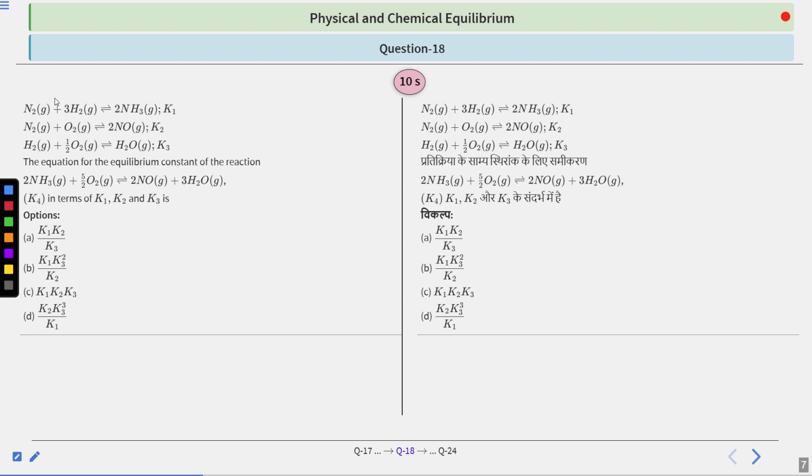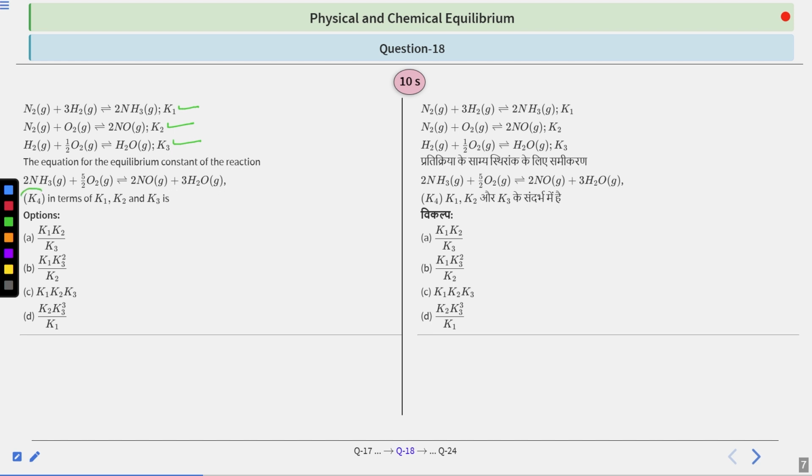Next question. Nitrogen gas plus 3 moles of hydrogen gas gives us 2 moles of ammonia gas, whose equilibrium constant is K1. Nitrogen gas reacts with oxygen gas to give 2 moles of NO gas, which has an equilibrium constant of K2. And hydrogen gas reacts with half mole of O2 to give 1 mole of water, whose equilibrium constant is K3. Now we have to find the equilibrium constant for the reaction involving 2 moles of ammonia with 5 by 2 moles of O2, giving 2 moles of nitric oxide plus 3 moles of water.